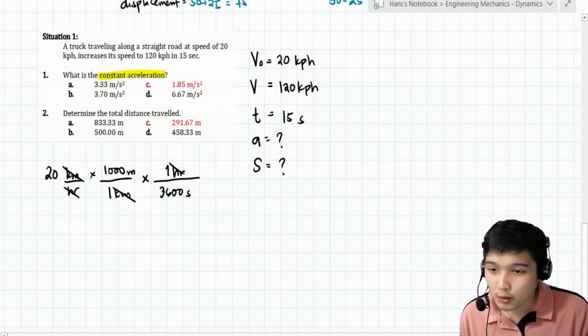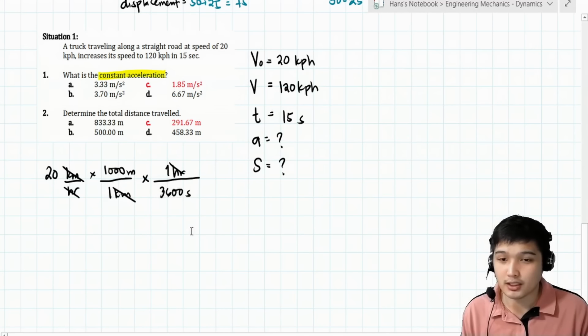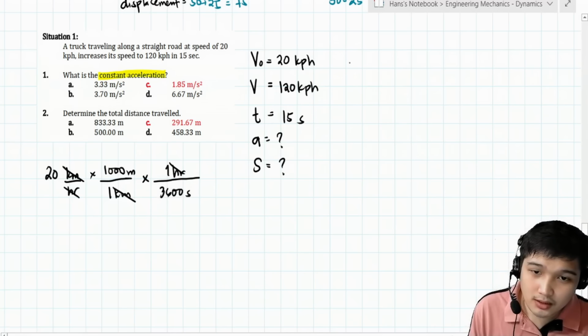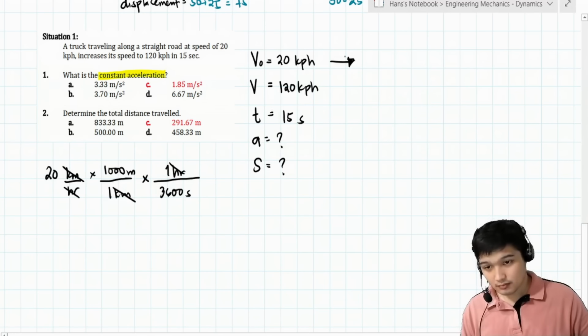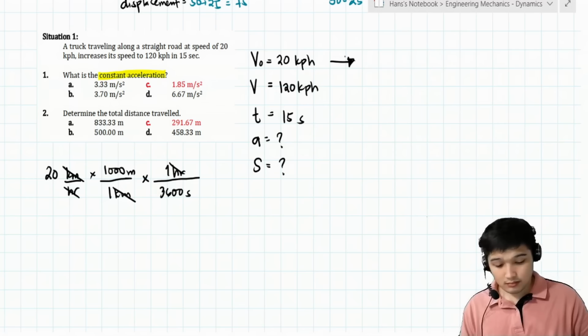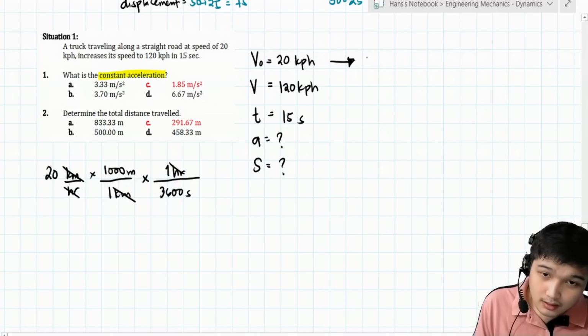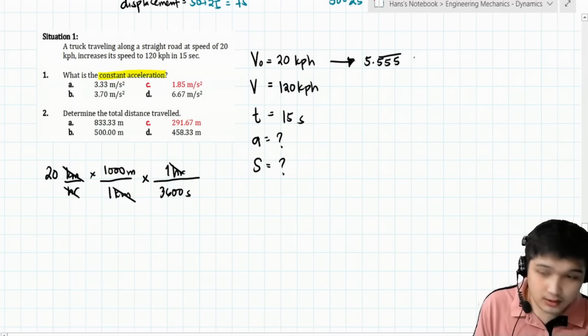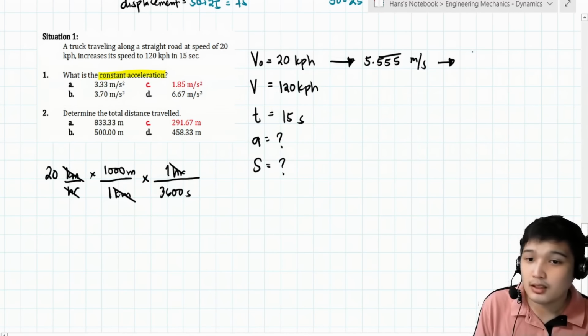So as you can see, parang yung 20, kung gusto mong shortcut, parang dinivide mo lang siya ng 3.6, no? Kasi ito, 1,000. So, 3,600. So, parang dinivide mo siya ng 3.6 kung gusto mong shortcut. So, this one now is how much, guys? Kung i-convert natin in meters per second, that one is 5.555. Lagyan ko ng bar since continuous yan. So, meters per second. So, let us just store this one sa ating variable sa calculator.